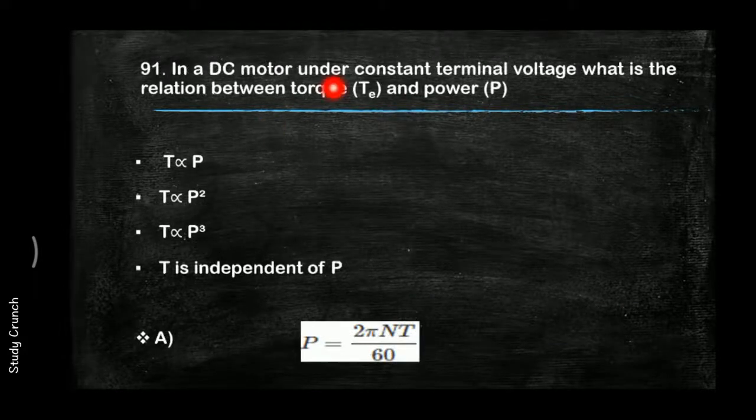Next, in a DC motor under constant terminal voltage, what is the relationship between the torque and the power? So the torque is directly proportional to the power. So answer is A.